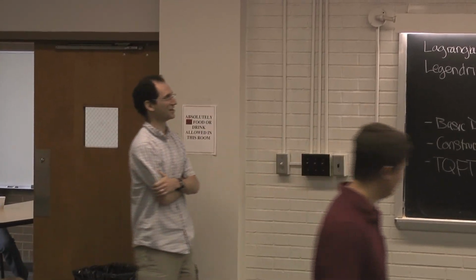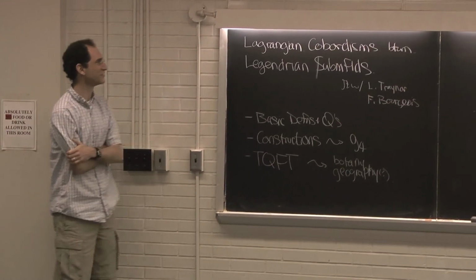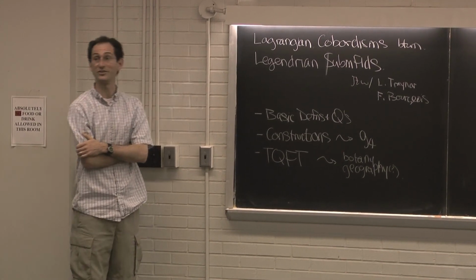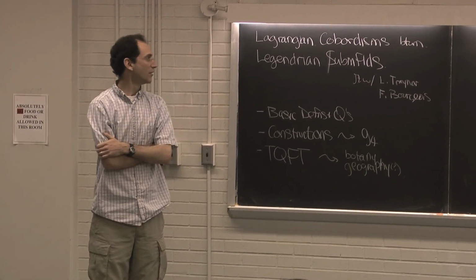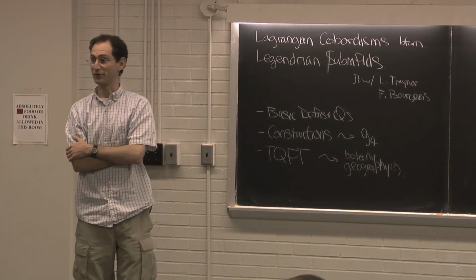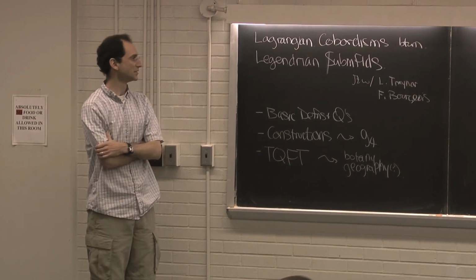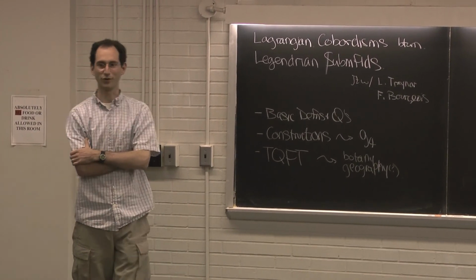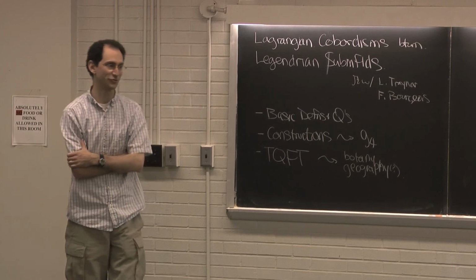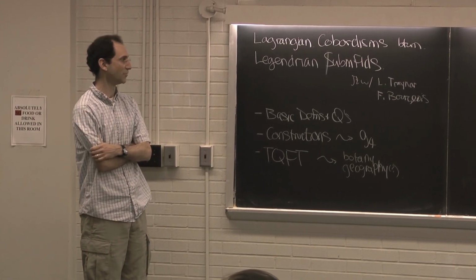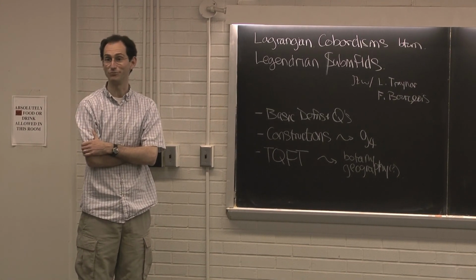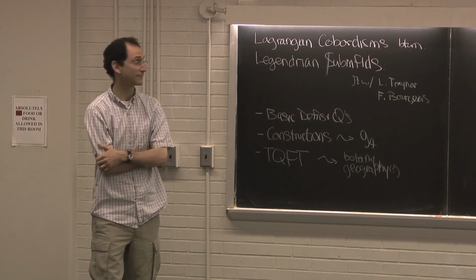I'll read the title. I'll talk to you about Lagrangian Cobordisms between Legendrian Submanifolds. Everything I say today is joint with Lisa Traynor. A lot of what I say today is also joint with Frederic Bourgeois. I will try to distinguish between the two. I'm sure Frederic won't mind if you just attribute everything to him anyway.